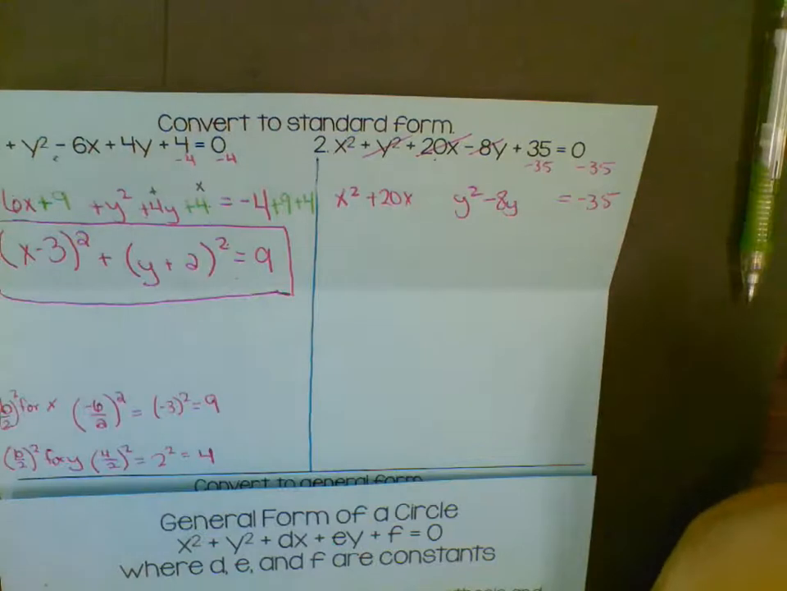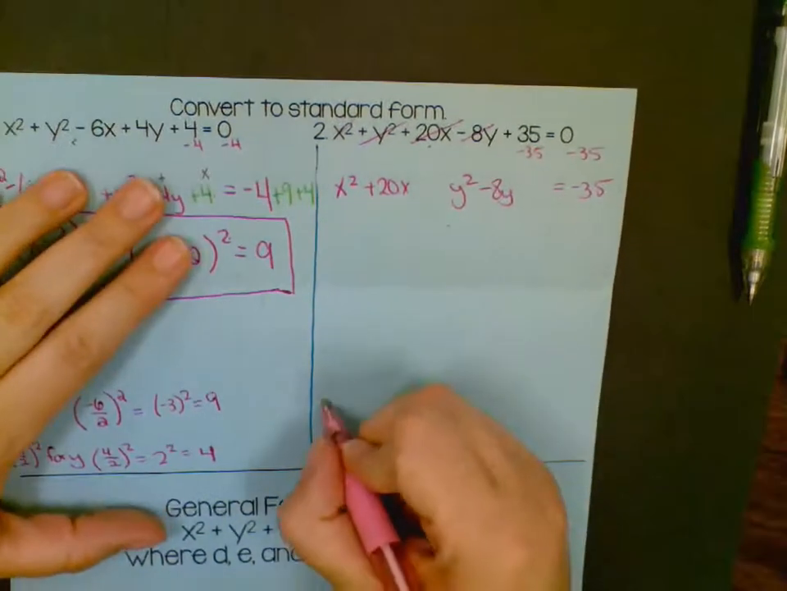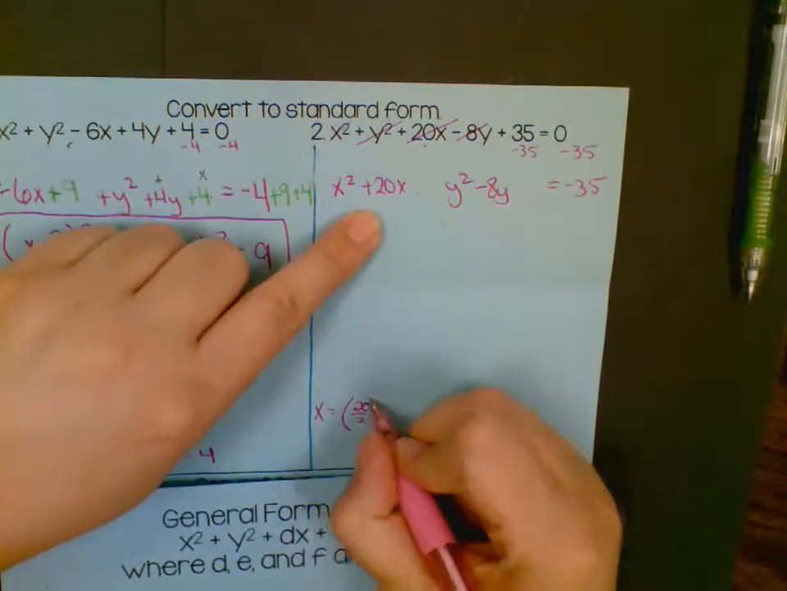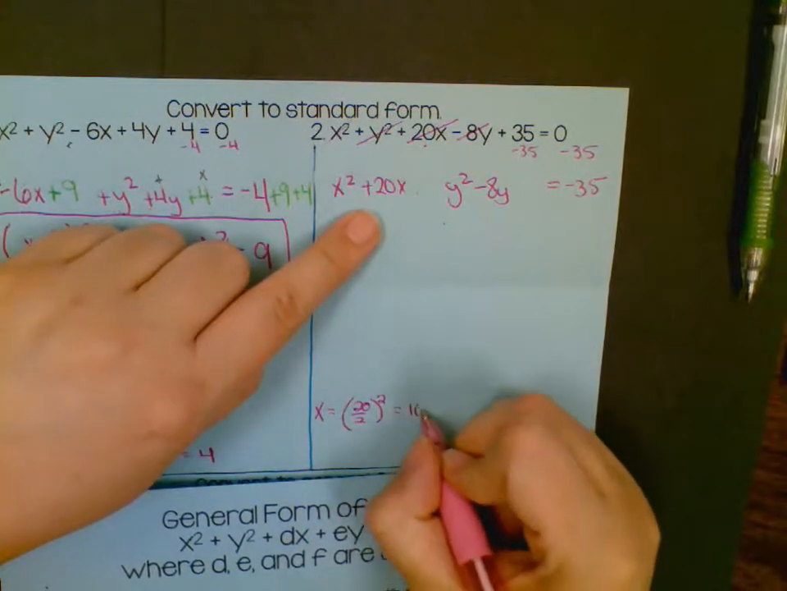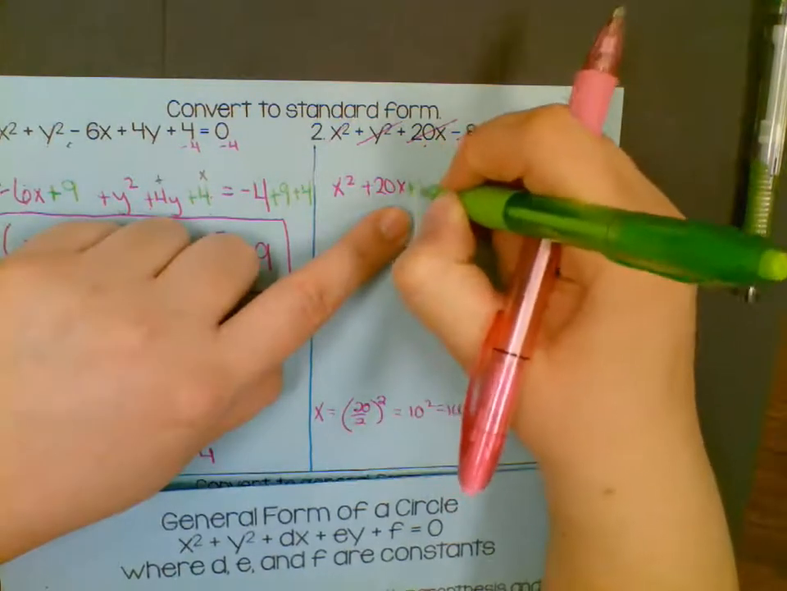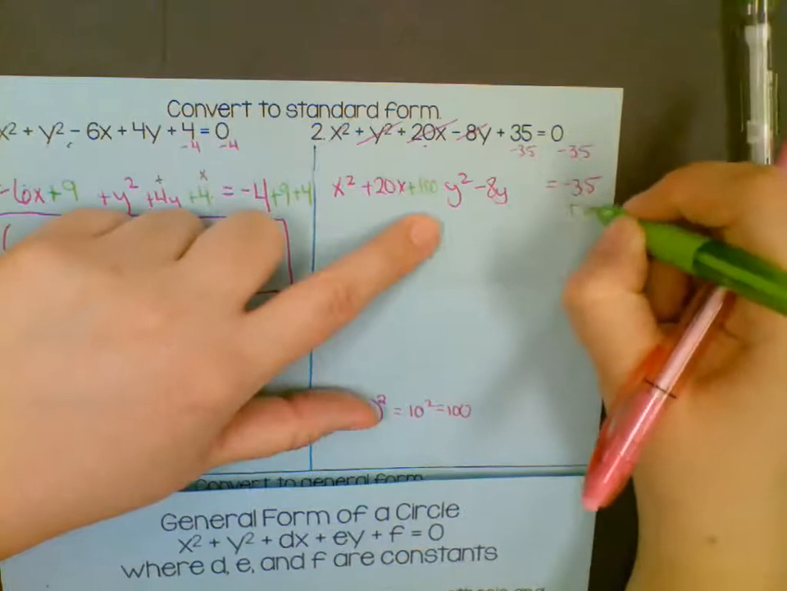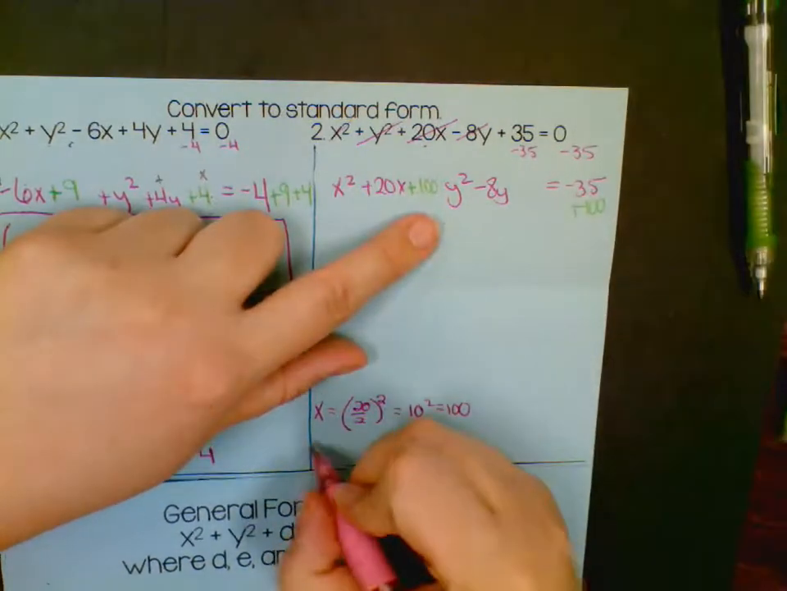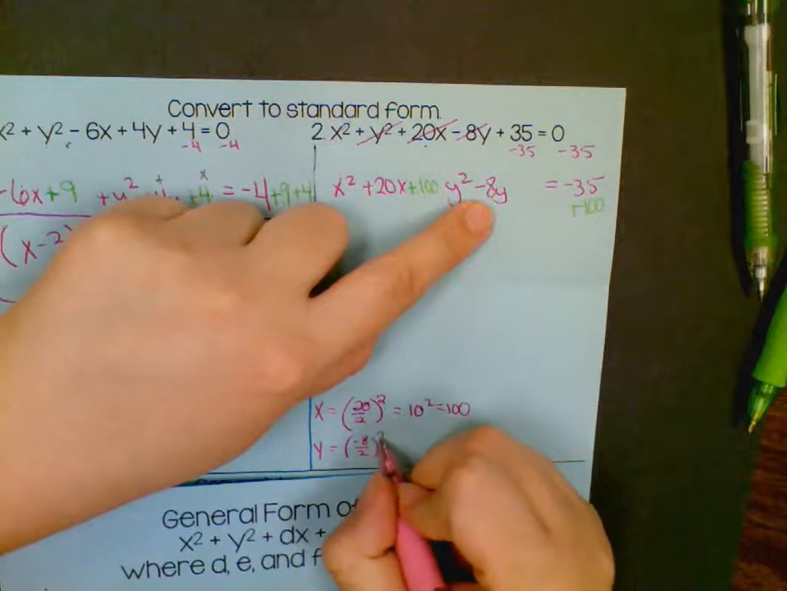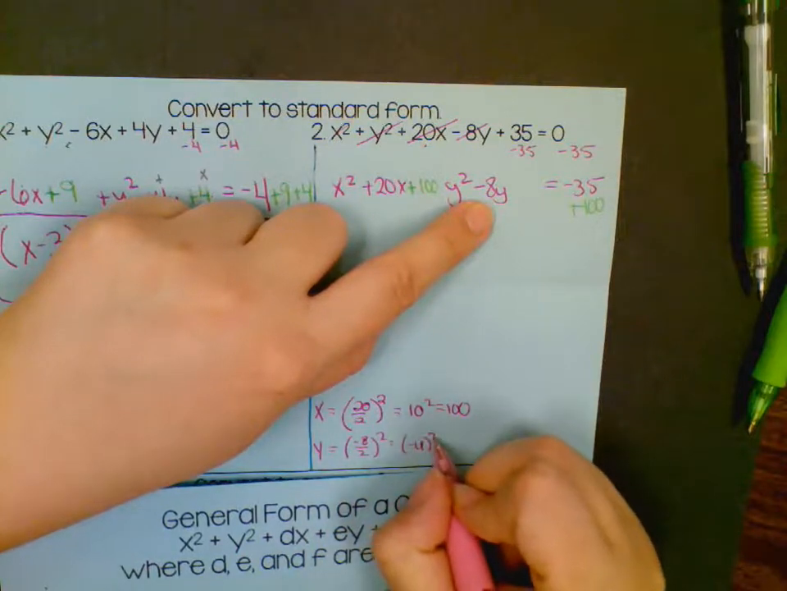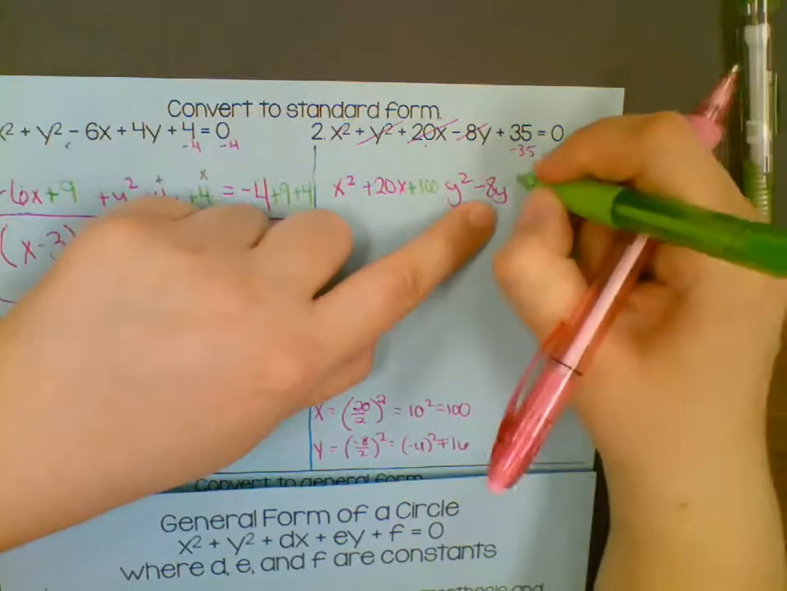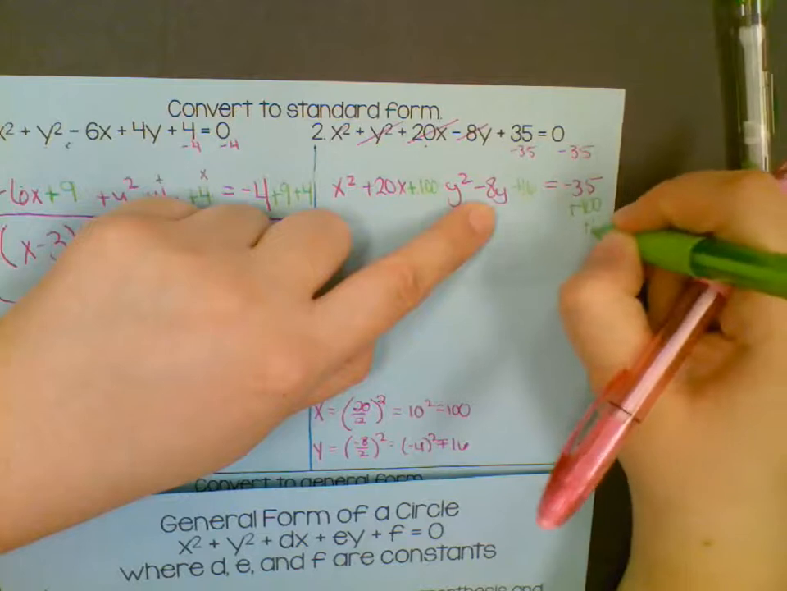Okay, so our next step is to find the b over 2 squared. So our x one would be 20 over 2 squared. So 10 squared is 100. So for our x number, we'd be adding 100 to both sides. So for y, we would have negative 8 over 2 squared. So negative 4 squared is equal to 16. So for y, we'd add 16 to both sides.